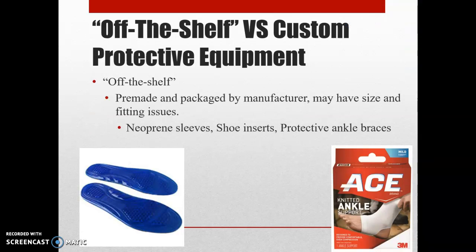And then we also have protective equipment that you can buy off the shelf. So these are things that are usually pre-made. They're pretty much one size fits all. So these are things like inserts for your shoes, neoprene sleeves, maybe an ankle brace that you can slip over your foot like that bottom right picture. And these are very easy to obtain. You can buy them at a CVS or a Walgreens or sometimes a Dick's Sporting Goods store, but they're not going to be customized to each athlete.